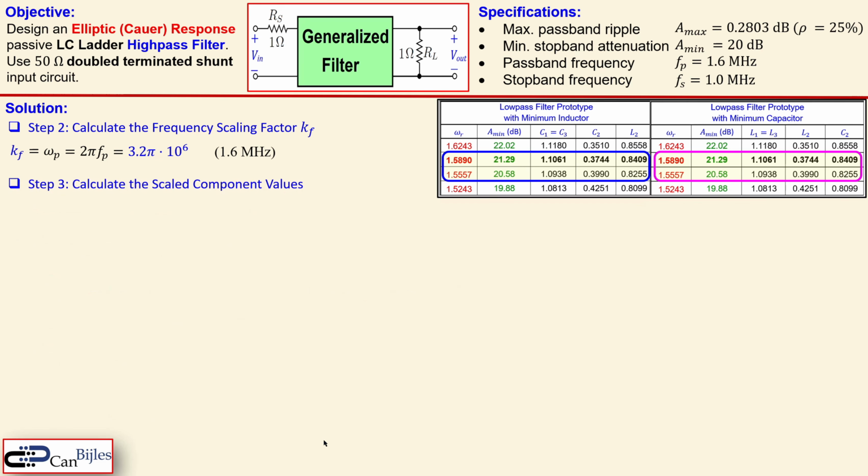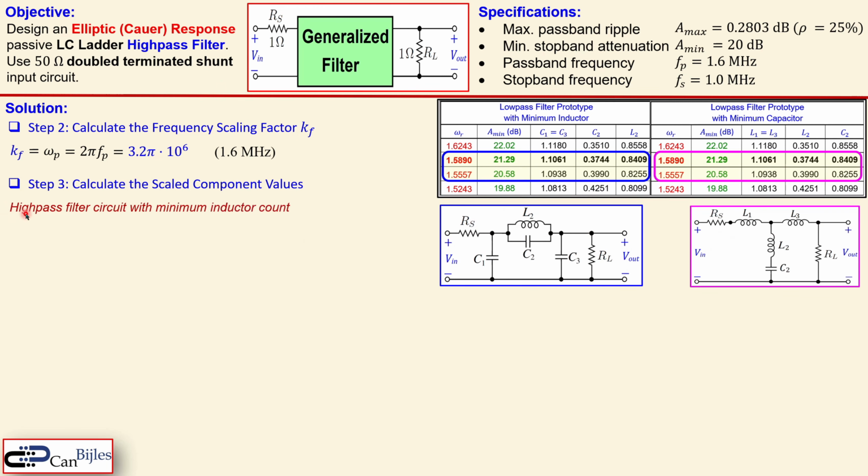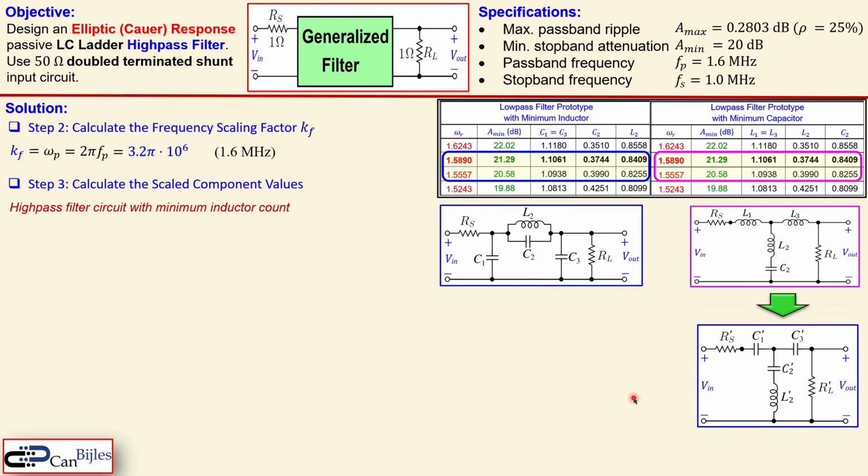Let's also look at the other variation, which is the low pass filter prototype with minimum capacitor count, which means that the high pass filter will be with the minimum inductor count. So we can now transform this into this. You see again the RS will be RS prime, also the RL will be RL prime. Now the inductors will be transformed into capacitors. C1 prime, C3 prime, L2 will be C2 prime, and this will be an inductor. So there's only one inductor here.